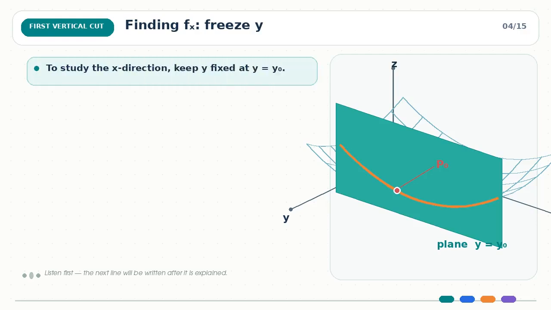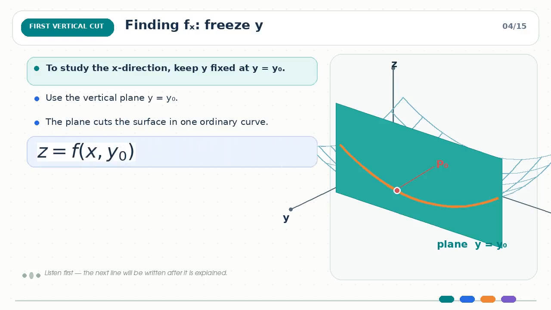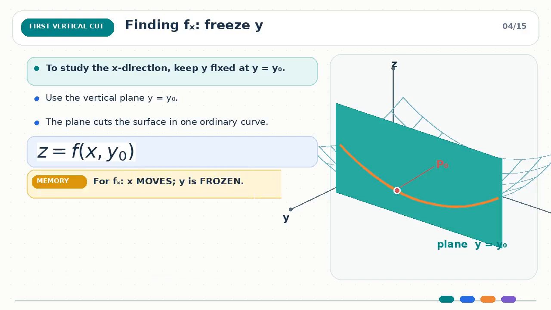First, we want the x direction slope, so we keep y completely fixed at y0. Geometrically, this means placing the vertical plane y equals y0 through the surface. That plane cuts the surface. The intersection is now an ordinary curve lying inside the plane. On this curve, y0 is only a fixed number, therefore z becomes a function of the single variable x. Here is the memory trick for f sub x. X moves and y is frozen.